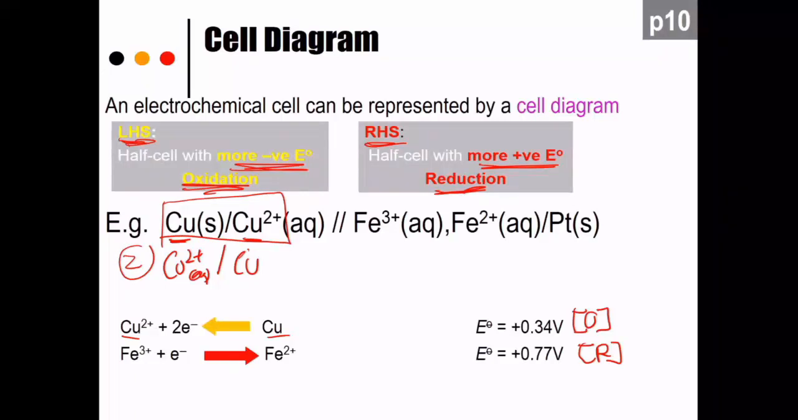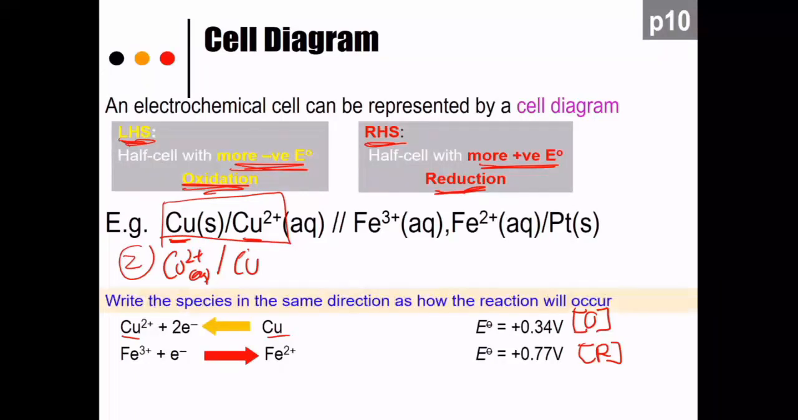Now, take note, when you arrange the species in the cell diagram, you must write the species in the same direction as how the reaction will occur. So note this now, put a star. You must always write the species in the same direction as how the reaction will occur. What do I mean by this?